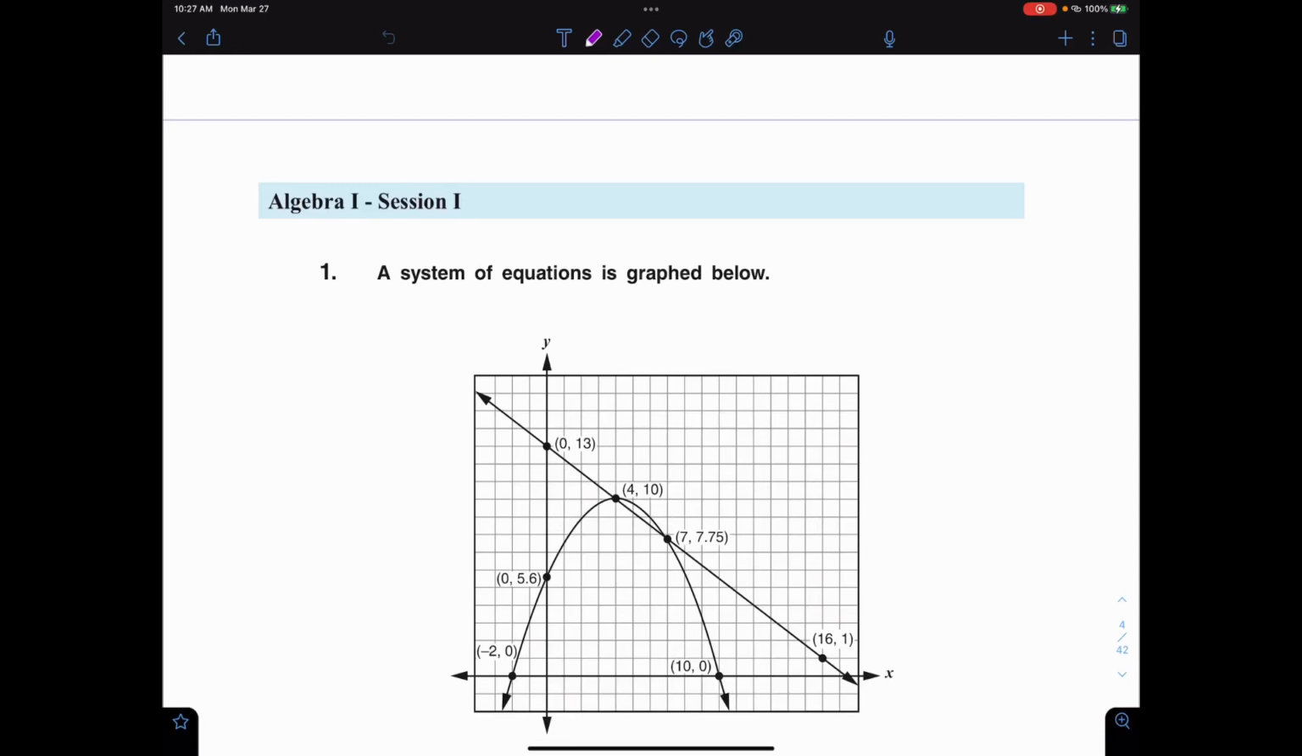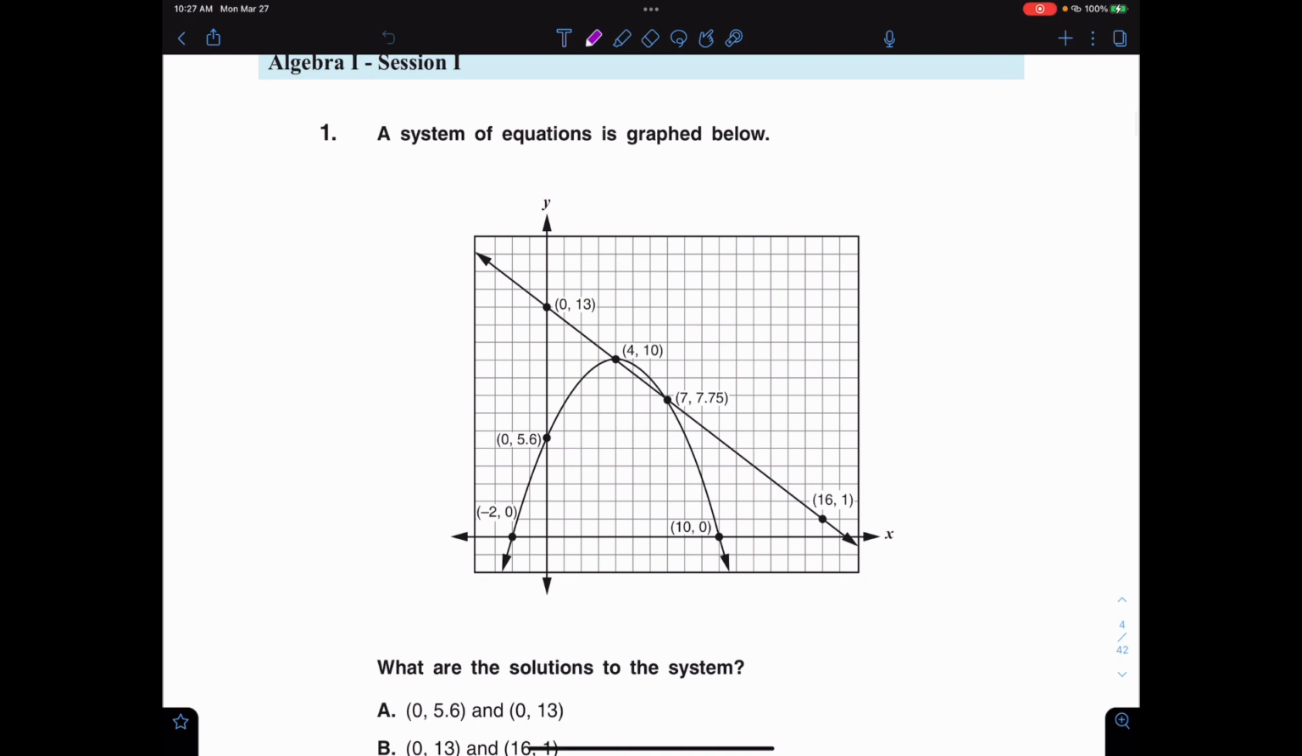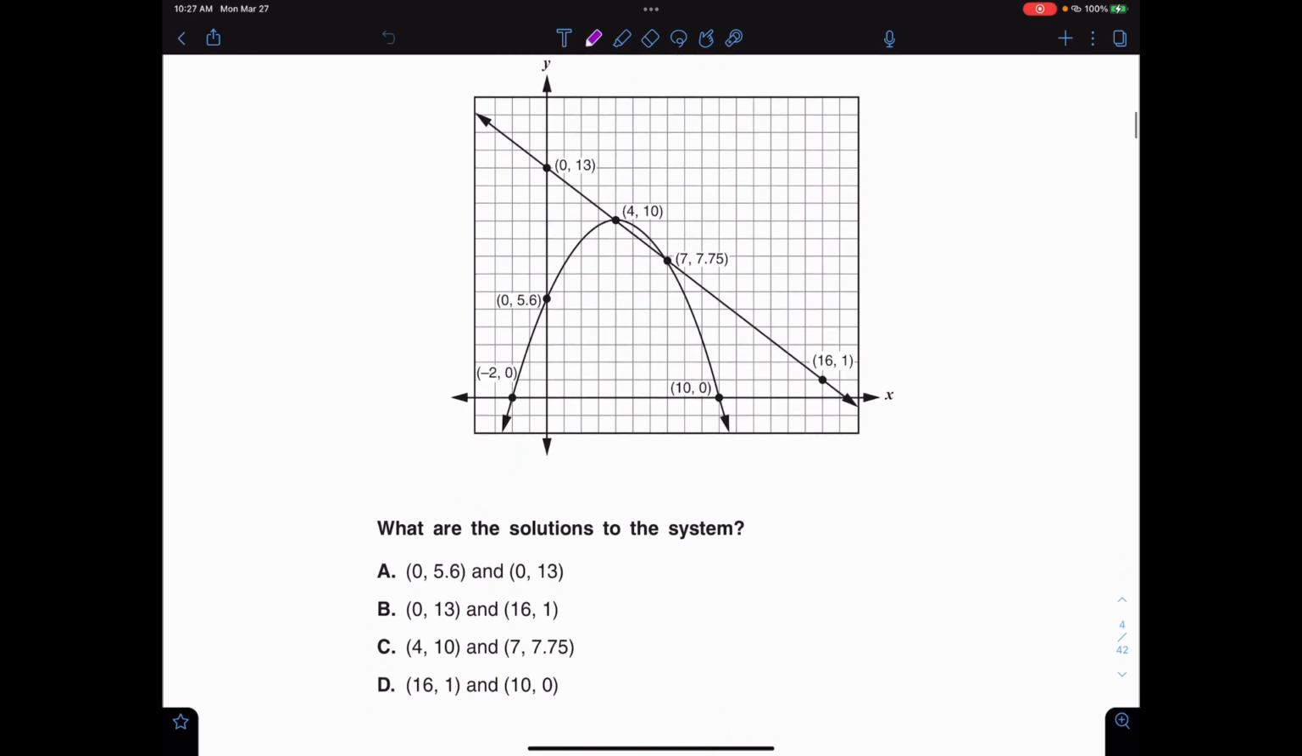I'll be doing the rest of the problems in the EOC practice test that we did not get to on the previous video. Okay, so if you look at number 1, it says the system of inequalities is graphed below. What are the solutions? The solutions are simply anywhere where it crosses. So I know it's going to be at 4, 10 and 7, 75.